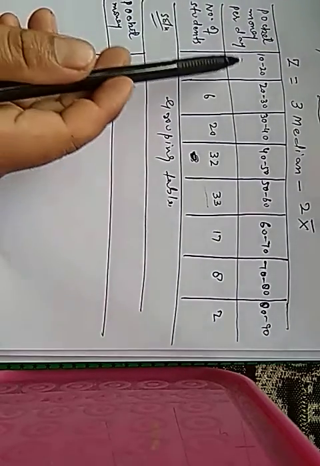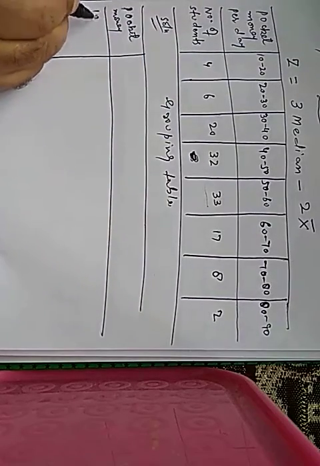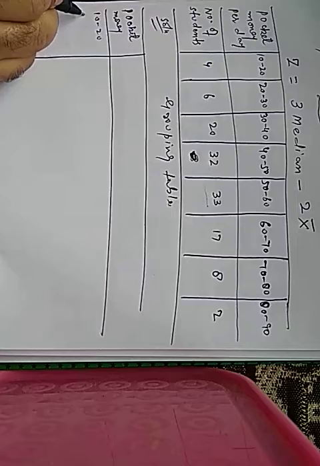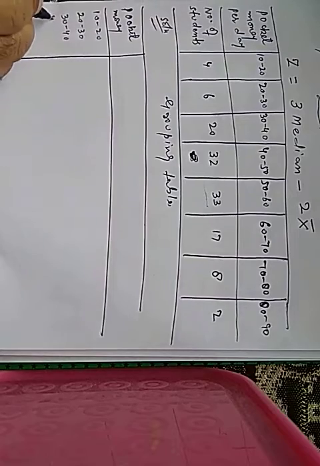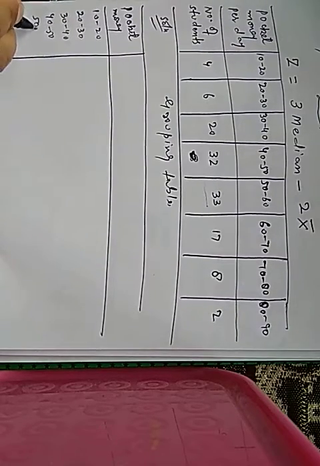Pocket money, that is the variable. Its values, the values of pocket money in class intervals, are 10 to 20, 20 to 30, 30 to 40, 40 to 50, 50 to 60, 60 to 70, 70 to 80, and 80 to 90.